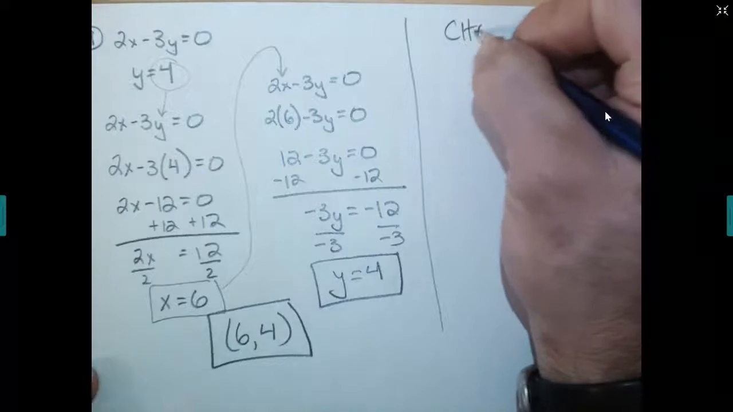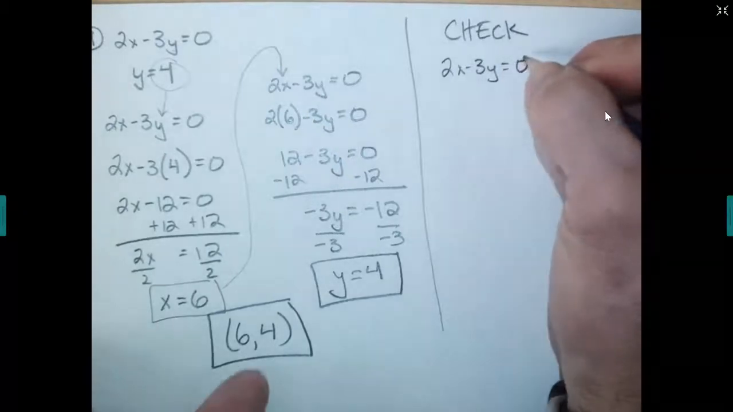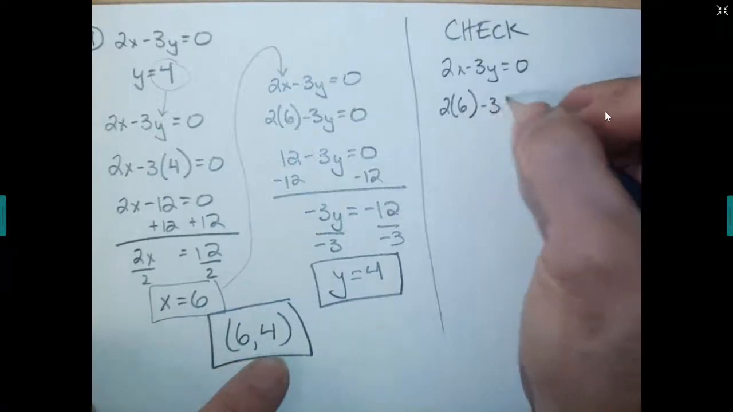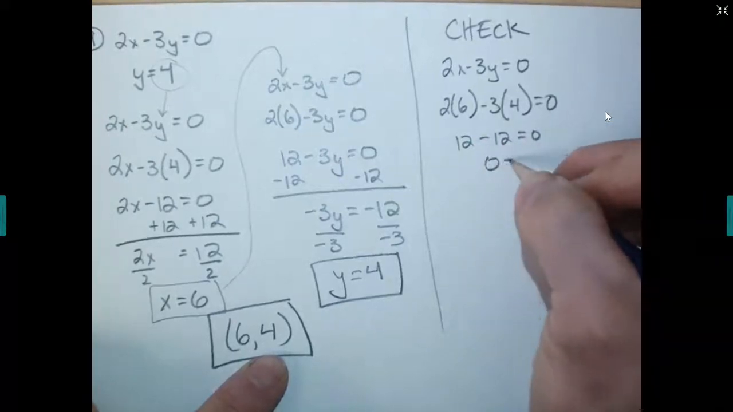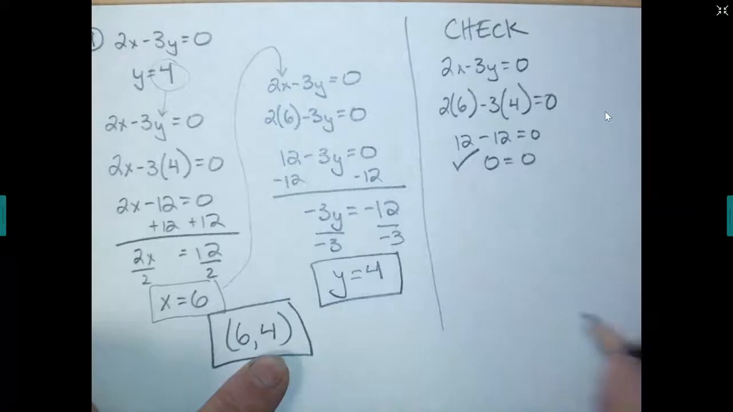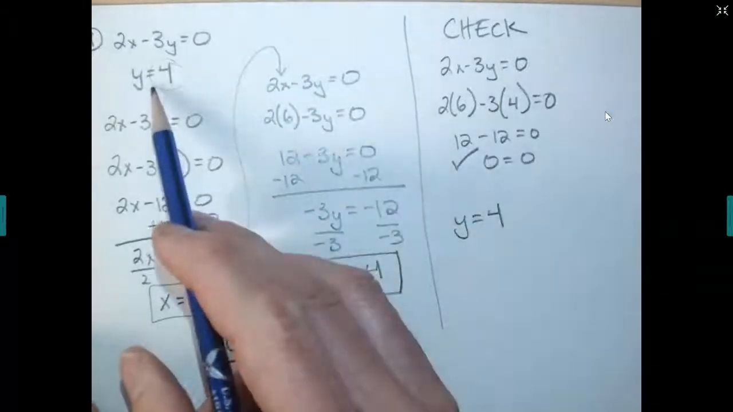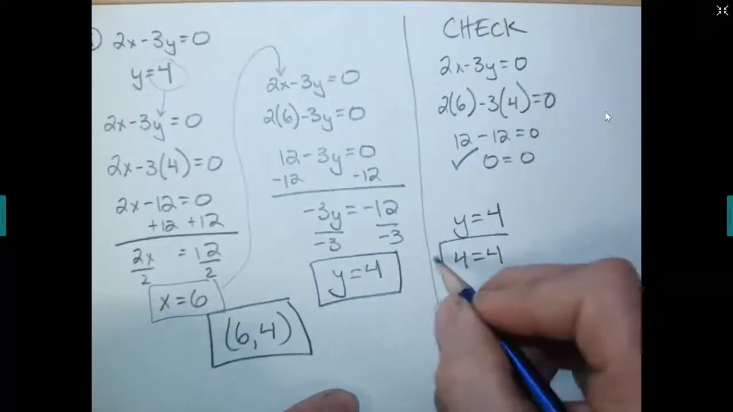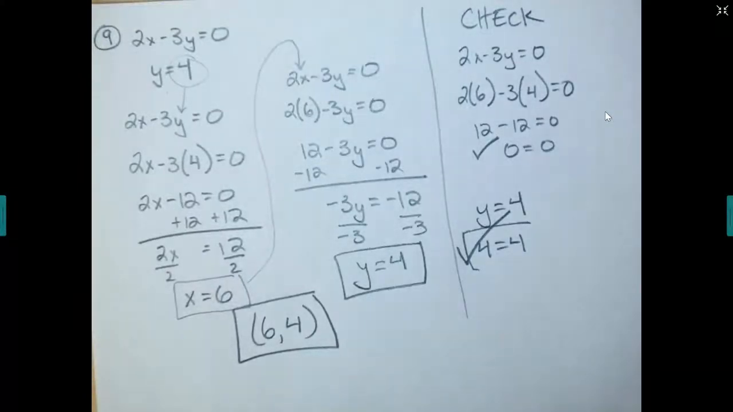And now I can check. 2x minus 3y equals 0. So I plug in the 6 for the x. 2 times 6 minus 3 times 4 equals 0. 12 minus 12 equals 0. 0 equals 0. Check. My other equation is y equals 4. Oh, well, would you look at that? That's what y equals. So y is 4, so 4 equals 4. Check. There it is. 6, 4. All right.